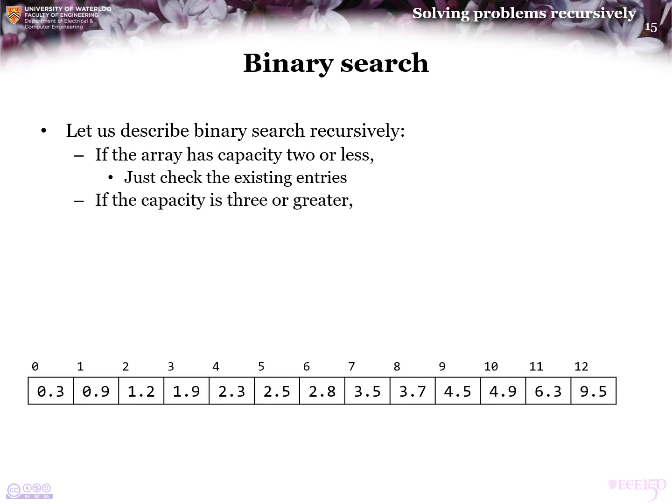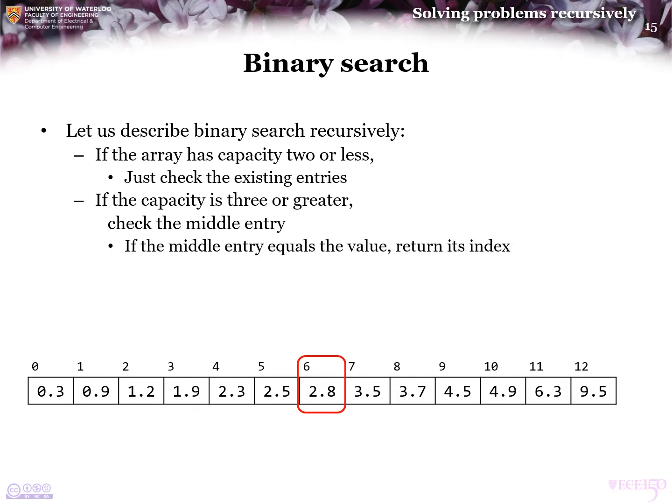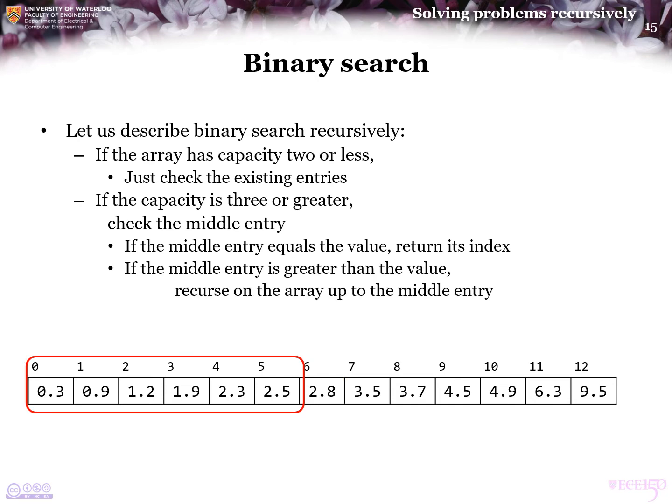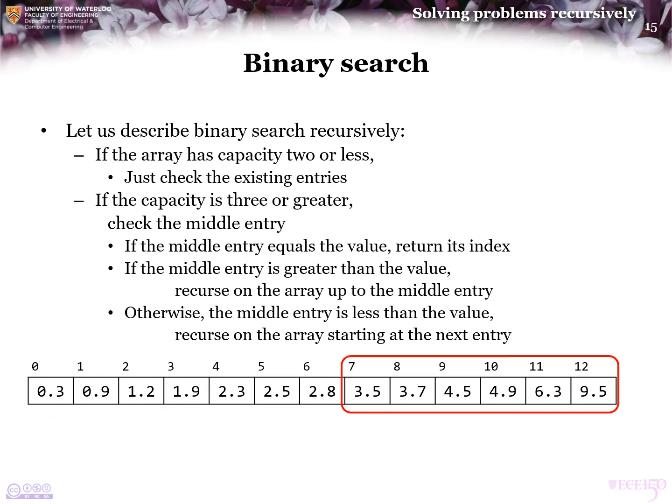If the capacity is 3 or greater, and let's look at the example below, then we're going to check the middle entry. Now, if the middle entry equals the value we're searching for, we're going to return its index. If the middle entry is greater than the value, we'll recurse on the array up until, but not including, the middle entry. And finally, if the middle entry is less than the value we're searching for, we'll recurse on the array starting at the next entry following the middle entry up until the end.